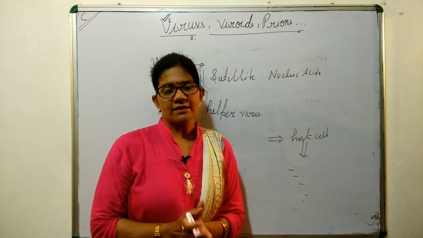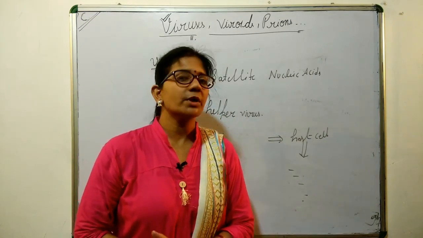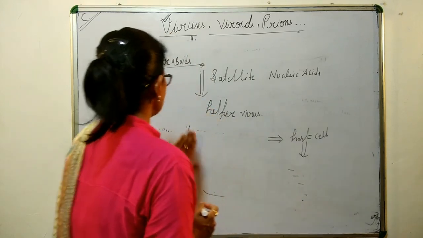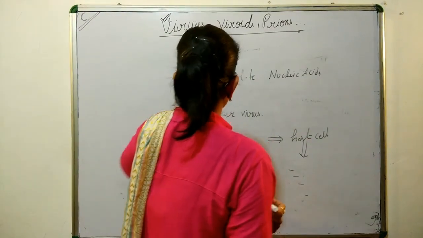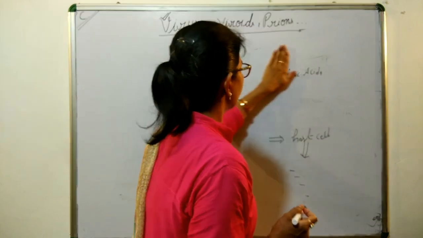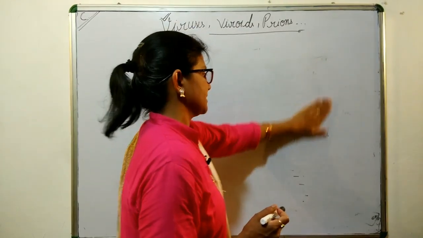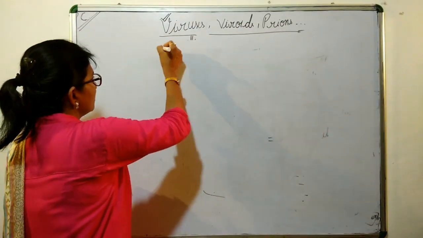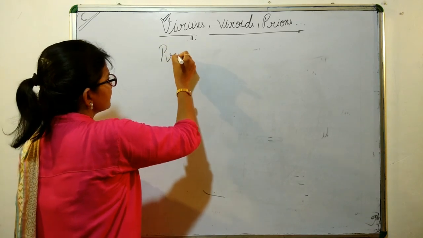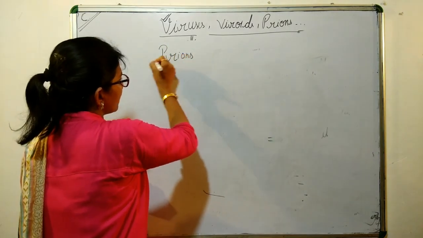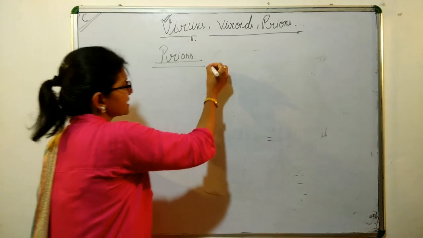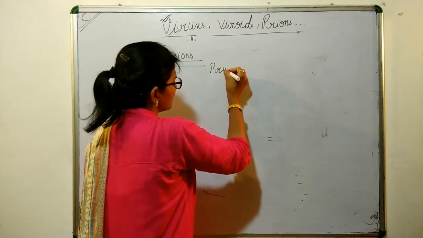Then the last and very important term is prions. What is this, prions? The infecting protein particles. Okay, so the last is prions. What is this? It was discovered by Prusiner.